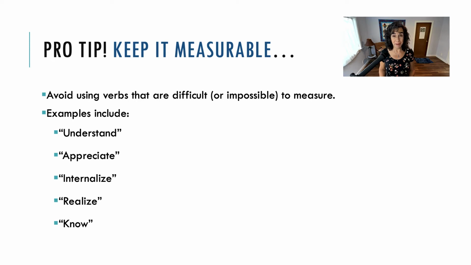Here's a pro tip. We want to keep it measurable. What does that mean? We want to avoid using verbs that are difficult or even impossible to measure. So examples include the client will understand, appreciate, internalize, realize, or know.